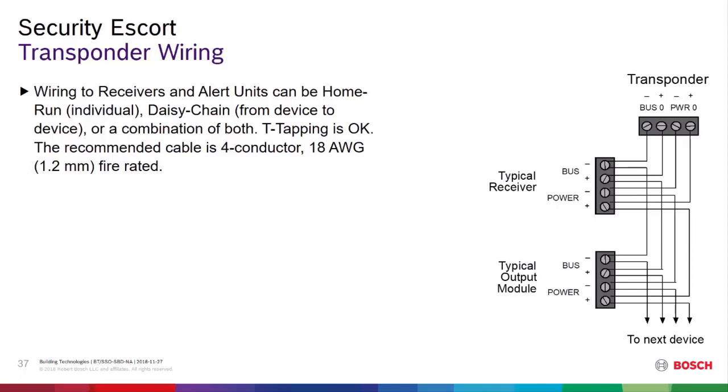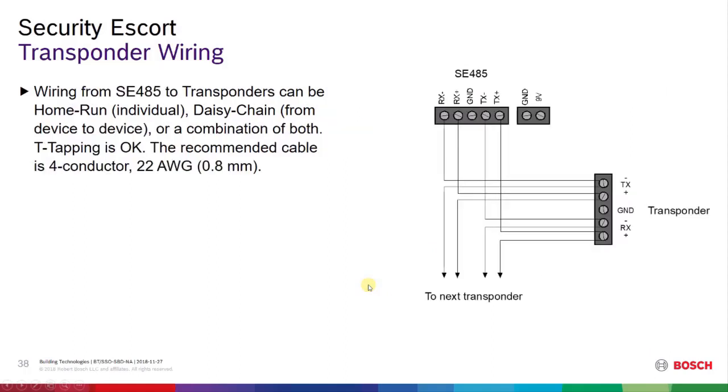Security Escort Transponder Wiring. When wiring from the transponder to the receiver or to an output module, you can daisy chain or T-tap, but it is required to have 18 gauge solid core wire. The same thing applies for the Security Escort Transponder Wiring using the SE485 loop. You can run it in daisy chain or T-tapping, but you need to also follow its twisted pair.